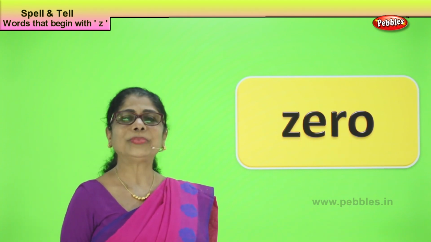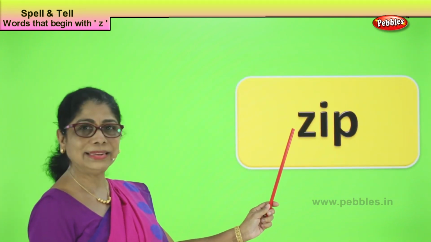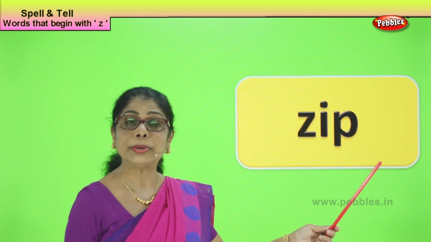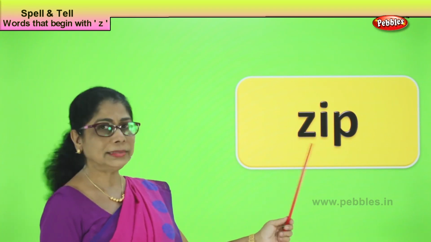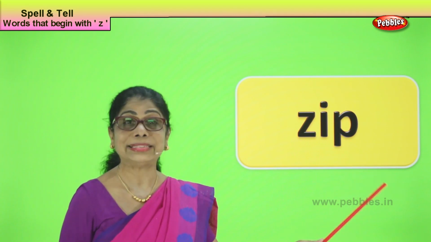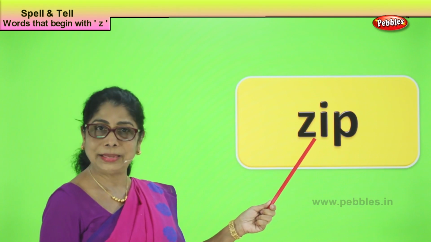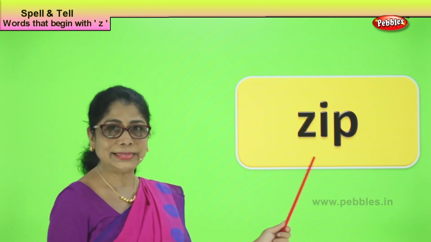Good. Now, let's take the next letter in letter Z. Z, I, P, zip. What word is this? Z, I, P, zip. What is zip? Zip on your dress, alright, on your coat. Spell zip. Z, I, P, zip.